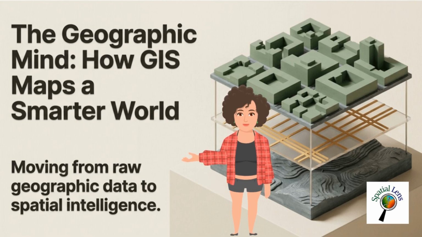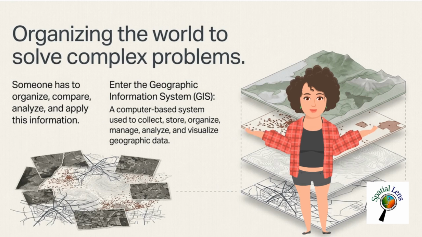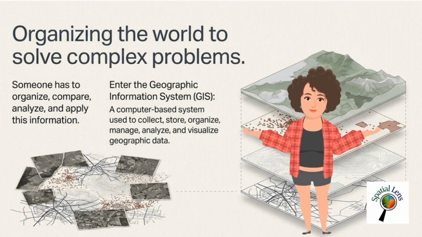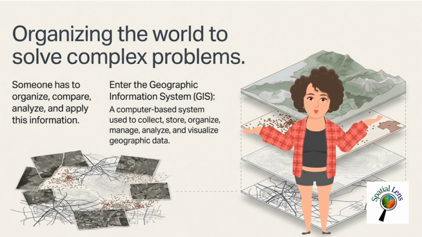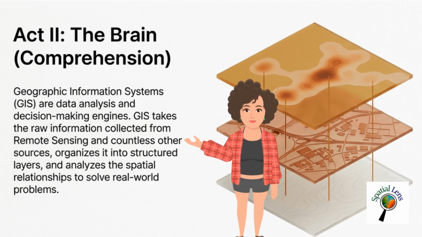2. What is GIS? Now imagine you've collected thousands of satellite images. You have maps of roads, rivers, forests, rainfall, population, hospitals, schools, and land use. But simply having this information isn't enough. Someone has to organize it, compare it, analyze it, and use it to solve real-world problems. This is exactly what GIS does.